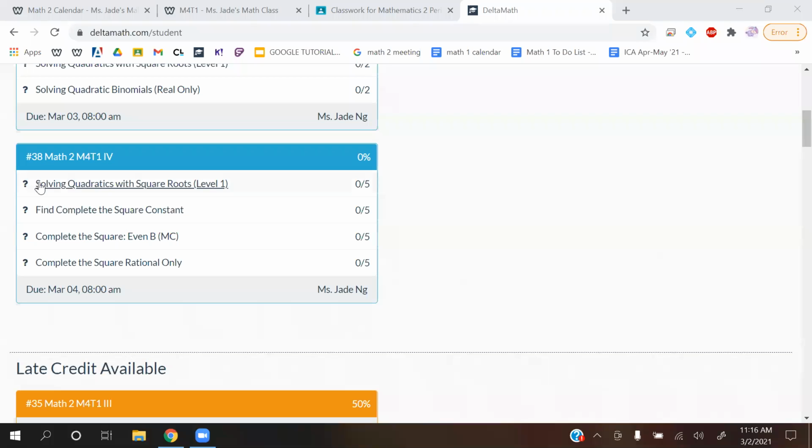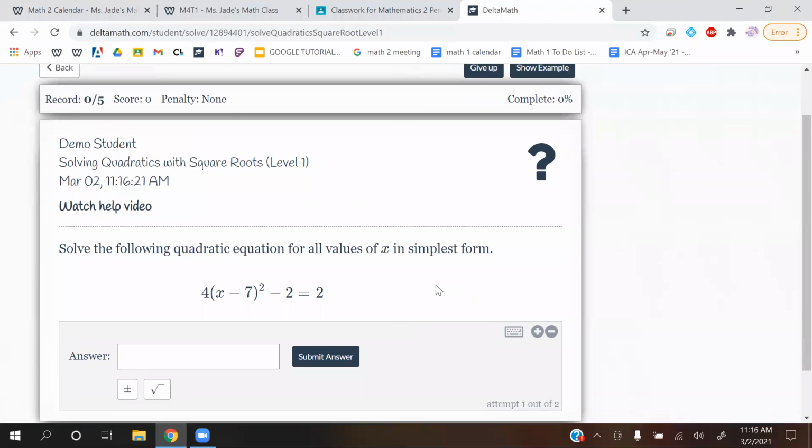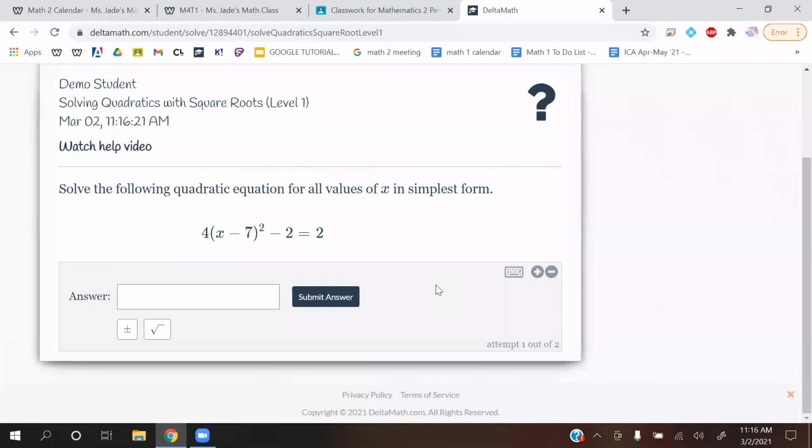So we're going to start off with solving quadratics with square roots level 1. And we're going to solve the following quadratic equation for all values of x in simplest form.